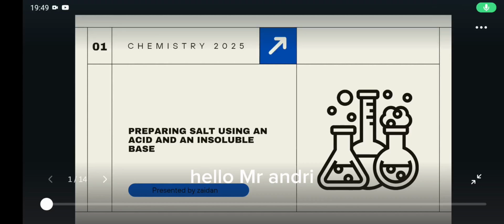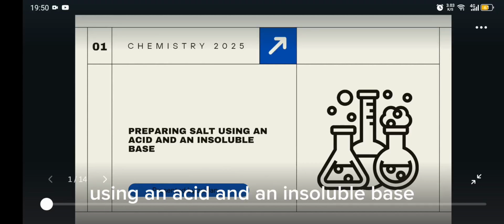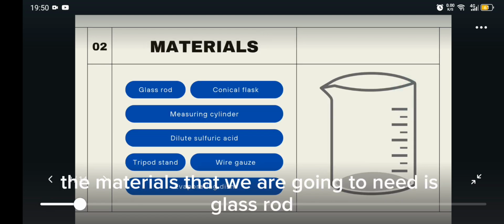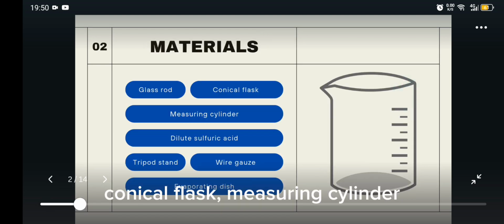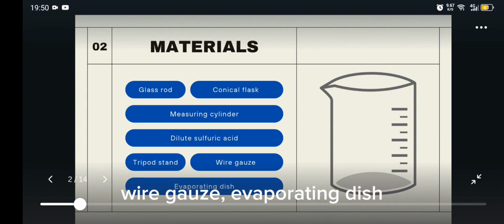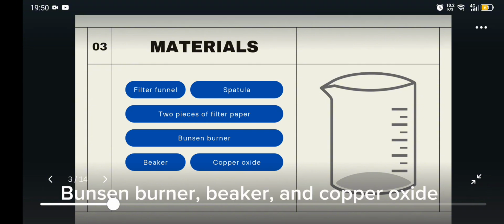Mr. Andre. Today I am going to show you how to prepare salt using an acid and an insoluble base. The materials that we are going to need are a glass rod, conical flask, measuring cylinder, dilute sulfuric acid, tripod stand, wire gauze, evaporating dish, filter funnel, spatula, two pieces of filter paper, Bunsen burner, beaker, and copper oxide.